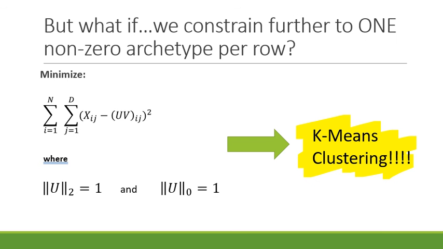But what if we constrain further to one non-zero archetype per row? Now U has one non-zero entry per row, where the index in that row is the cluster label, and the archetypes are the cluster centroids from k-means. So basically, we've taken PCA, added these two constraints, and now we have k-means clustering.